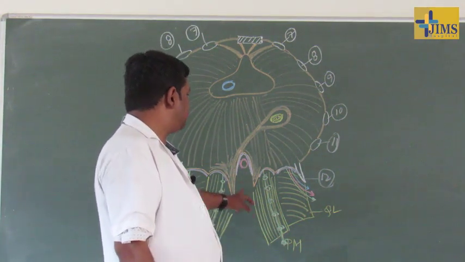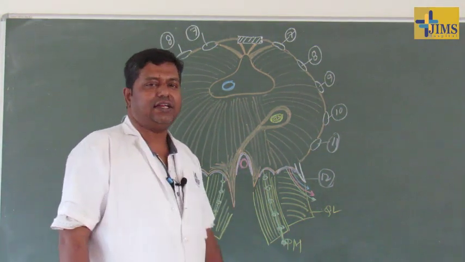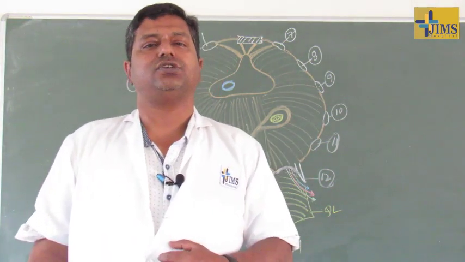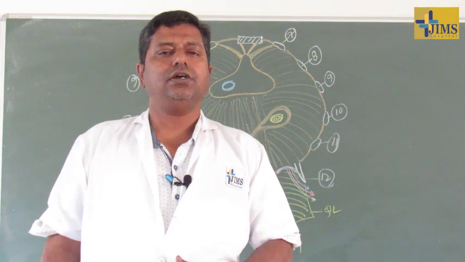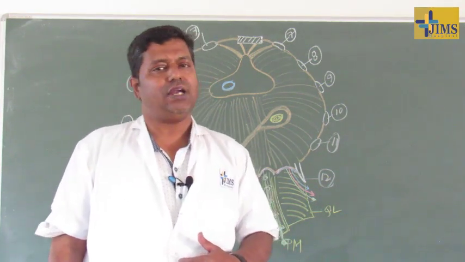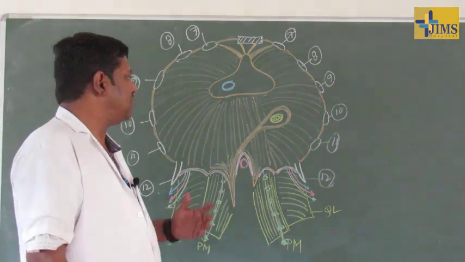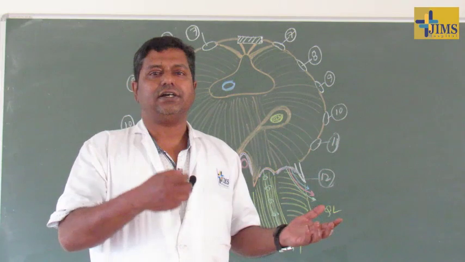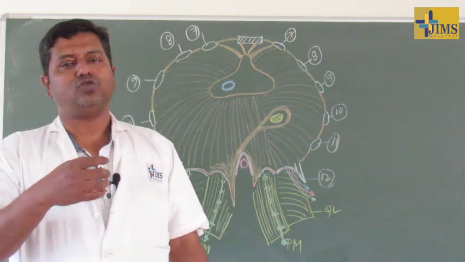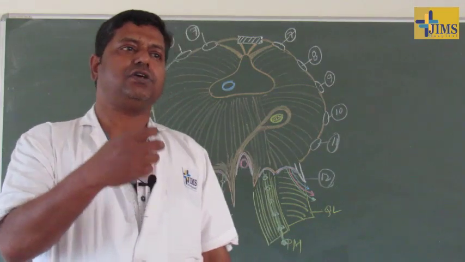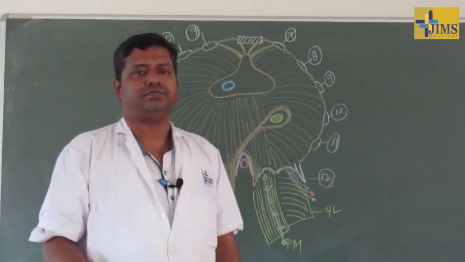So, the boundaries: it is situated slightly to the left of the median plane or the midline. What are the boundaries of the aortic opening of the diaphragm? Posteriorly, there is the body of the 12th thoracic vertebra.